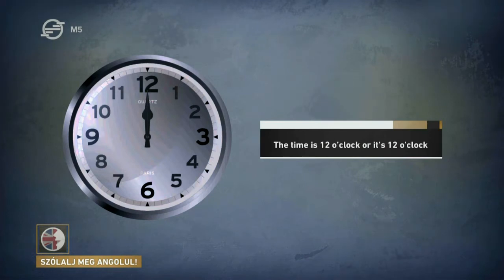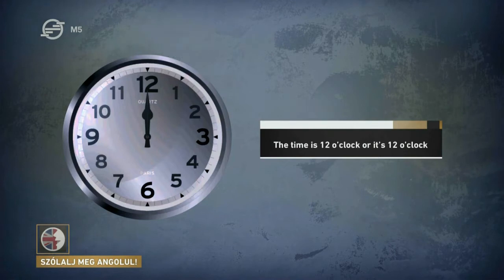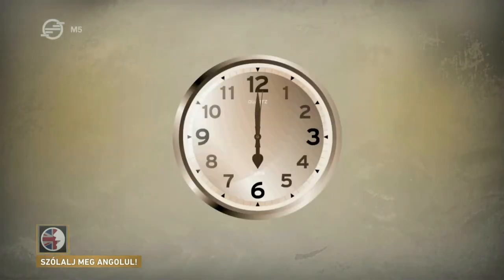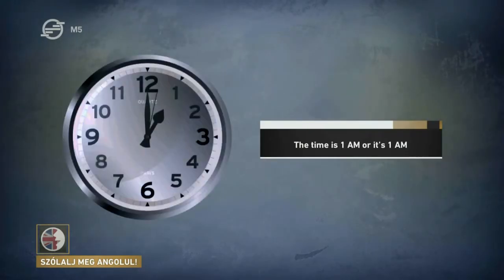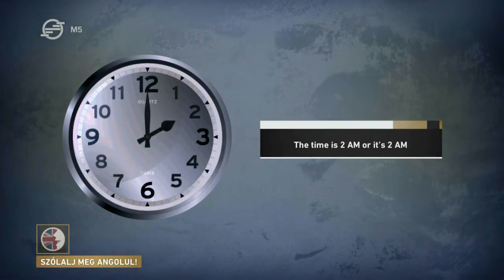We can also use AM or PM at the end of the sentence, like this. The time is 6 p.m. or it's 6 p.m. So we can use o'clock or AM, PM. The time is 1 a.m. or it's 1 a.m. The time is 2 a.m. or it's 2 a.m.